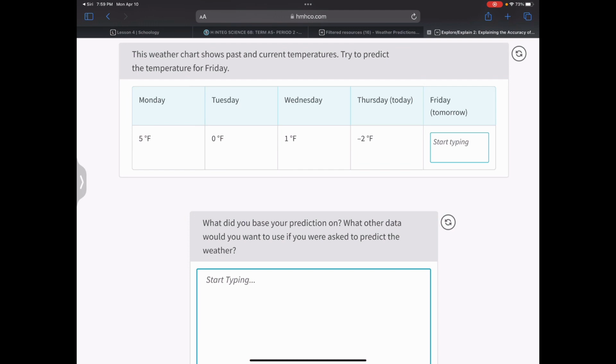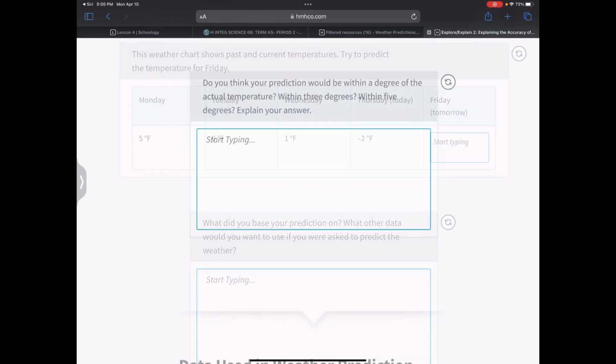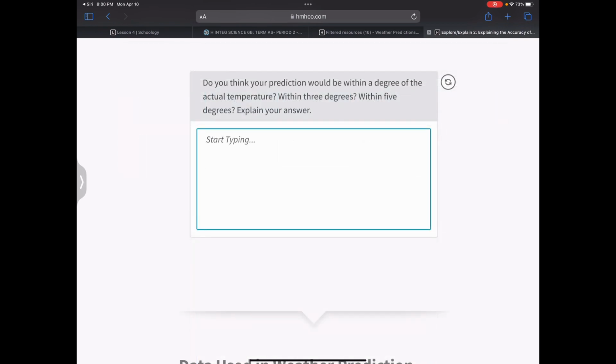Once you have your prediction, think about the following question. What did you base your prediction on? And what other data might you want to use if you were asked to predict the weather? So what other data would you use, or what other data would you need besides this chart, which shows you the past temperatures? Next, think about if your prediction would be within a degree of the actual temperature. Within 3 degrees, within 5 degrees?